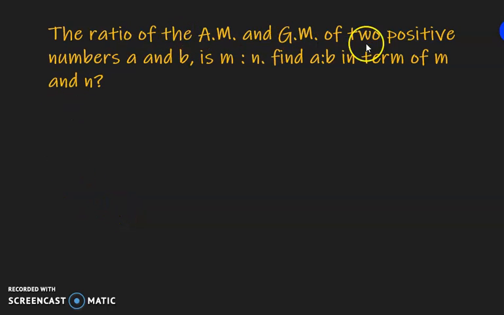The ratio of AM and GM of two positive numbers a and b is m is to n. Find a is to b in terms of m and n.